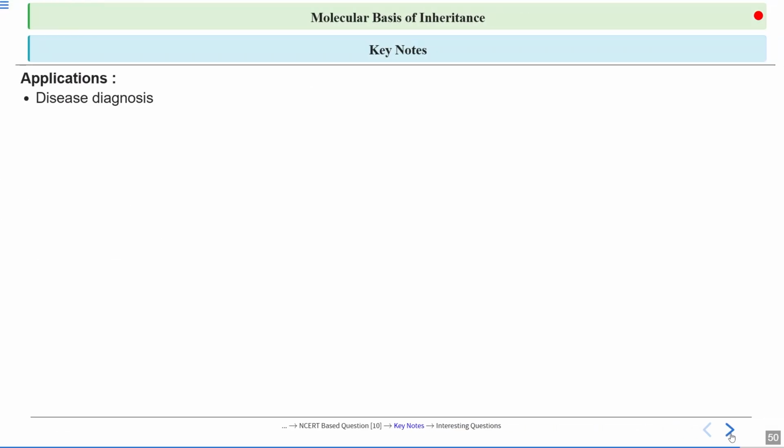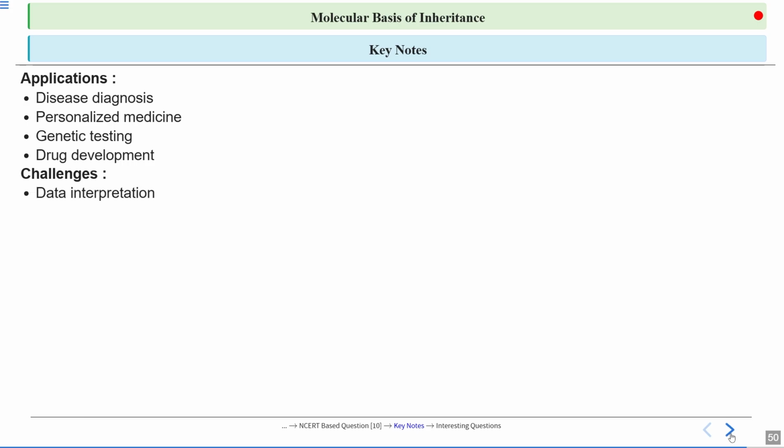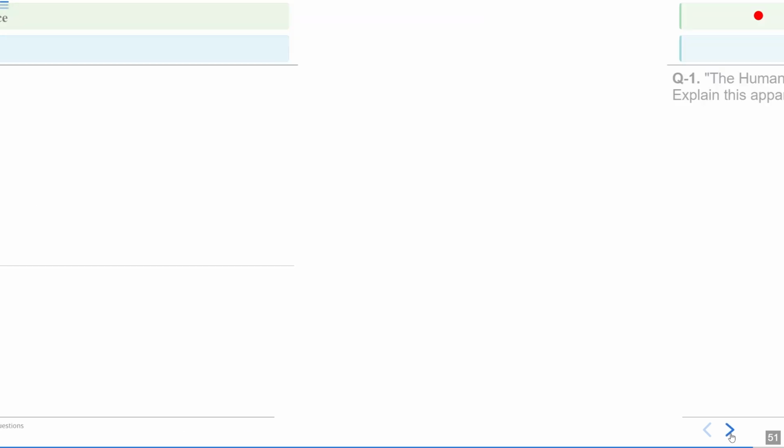Now, if we talk about applications, what are the applications of the Human Genome Project? Disease diagnosis, personalized medicine, genetic testing, drug development. Challenges: it was a huge amount of data for interpretation. Ethical consent, privacy issues, and cost of implementation are the challenges.